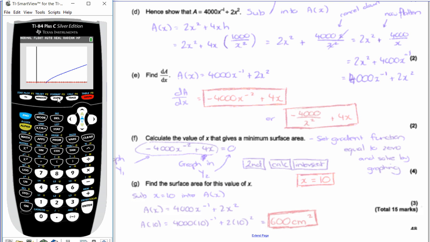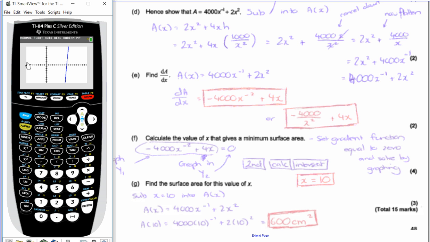Let's go zoom 6, zoom standard, zoom 6. It's spinning, spinning, spinning. Taking a long time. Here we go. So maybe we want to go window. Let's make our x max more like 20. Graph. See, it's still spinning. Here's that function.